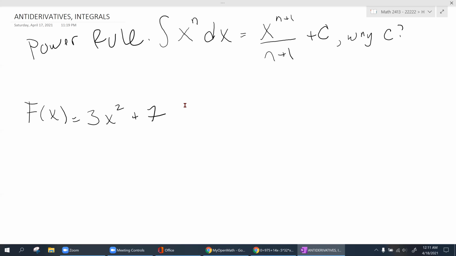I want to go ahead and derive this. The main function was capital F, and I'm deriving it to get lowercase f. So this here would be 6x, and the derivative of a constant is 0, right? So there we go, this is the derivative of that. But now I need to go backwards.